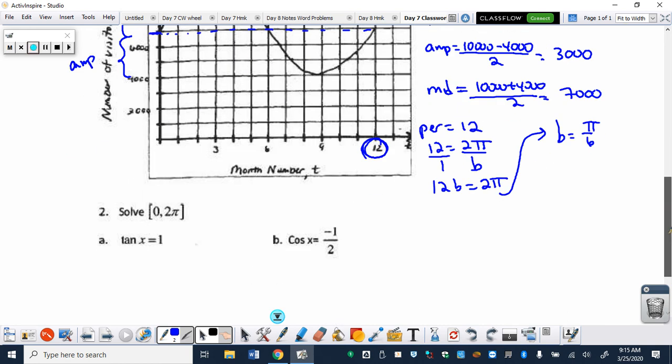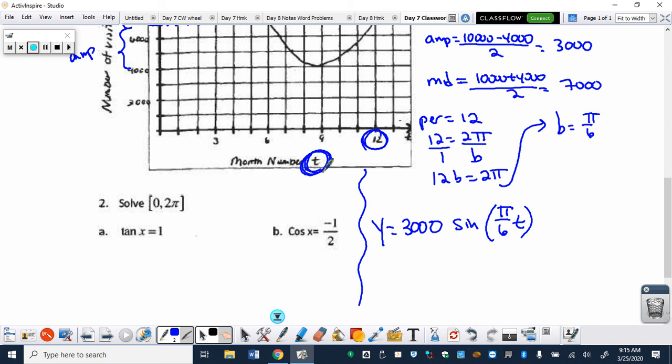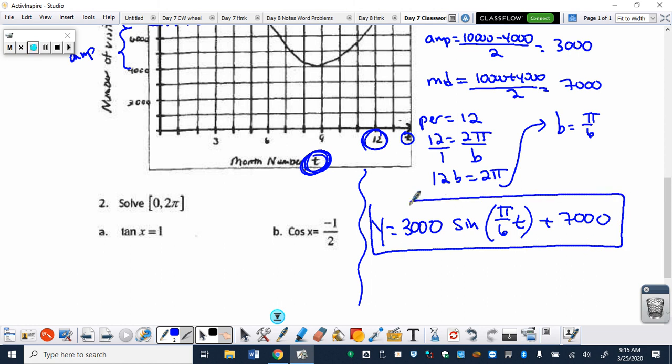I am finally ready to write my equation, and it's pretty long. y is equal to the amplitude, which is 3,000, sine of pi over 6 t for months. Notice we're using t. It was labeled to us on the graph, both here and at the x-axis. Close your parentheses, plus a vertical shift of up 7,000, which is our midline. And that is our equation for this graph.